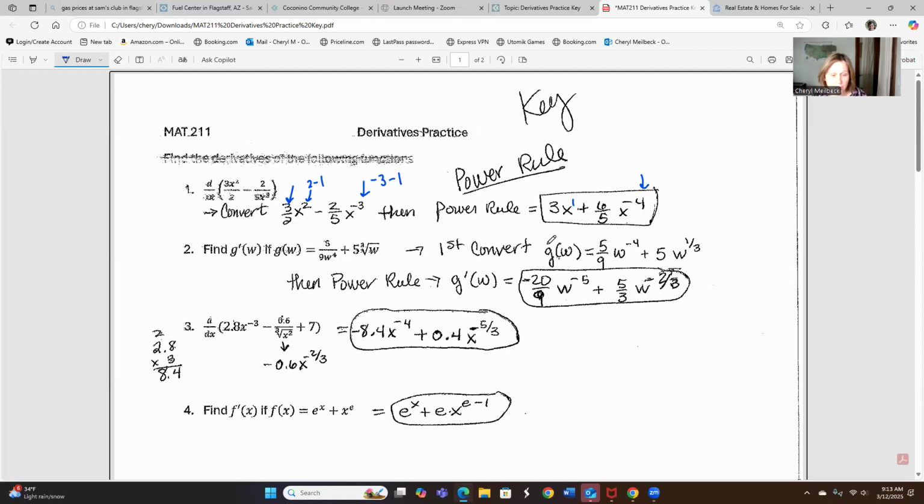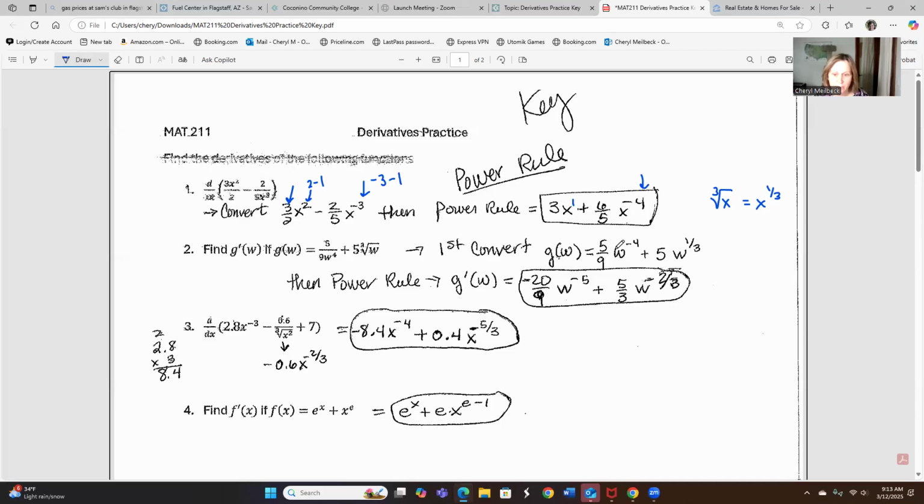If we go on to problem number 2, we have to do the same thing. So first we convert it to 5/9 w to the negative fourth, because it's in the denominator. And the way we write 5 times the cubed root of w is 5 times w to the 1/3, because the cubed root of anything, let's call it x, would be x to the 1/3. In this case, it's w.